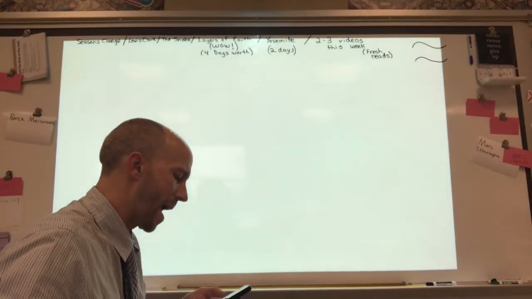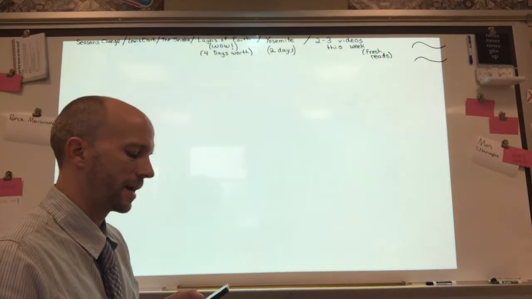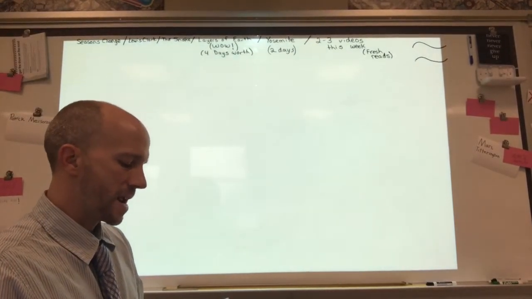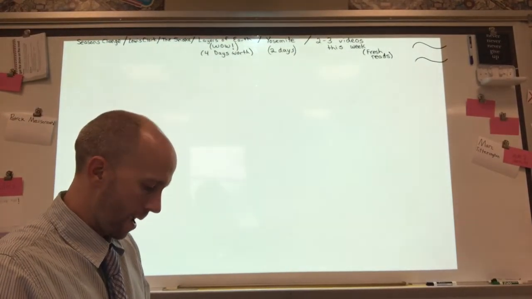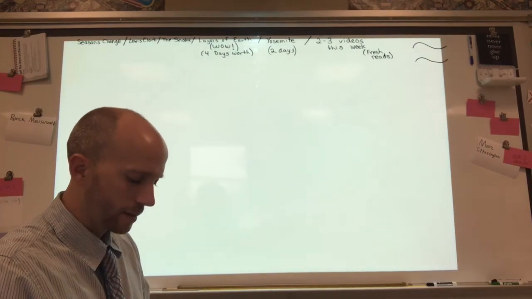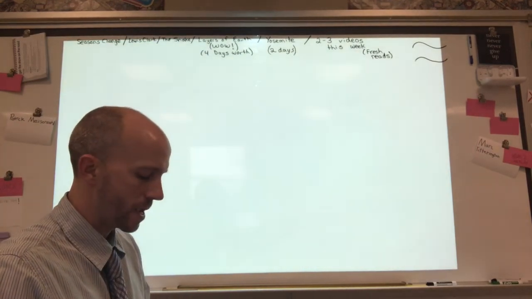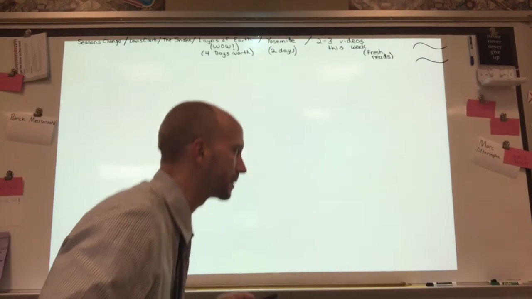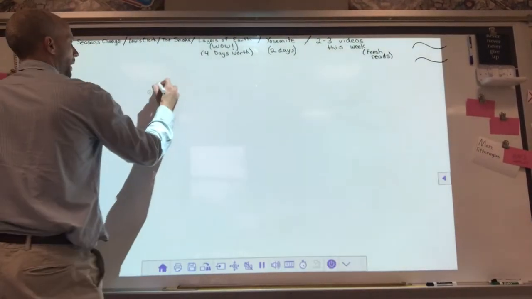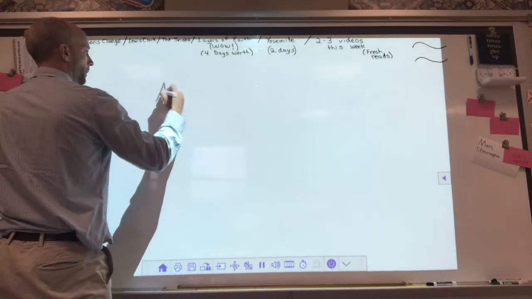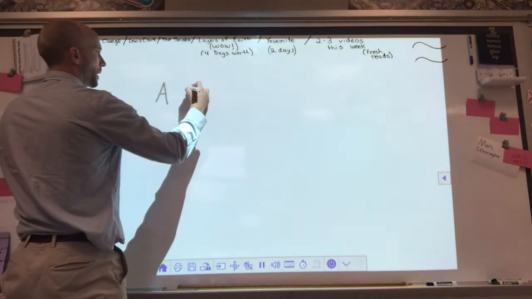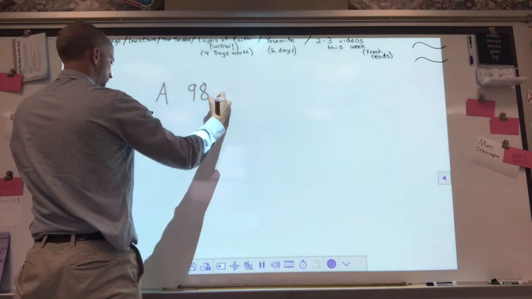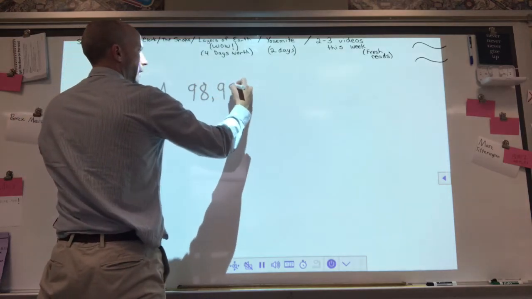It says number A is 98,983. Number B is 10,000 greater than A. Number C is 3,299 less than B. What's the total number of value for numbers A, B, and C? So again, this is why comparing tape diagrams are very important that we understand them. We know what A is. A is 98,983.